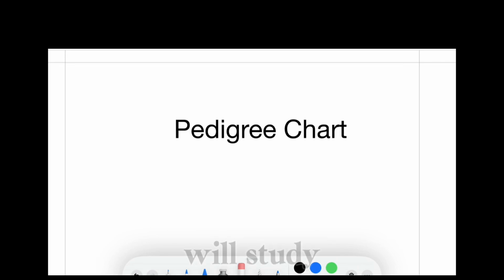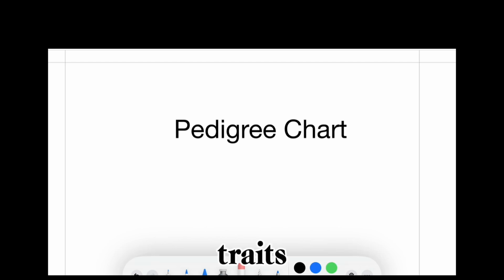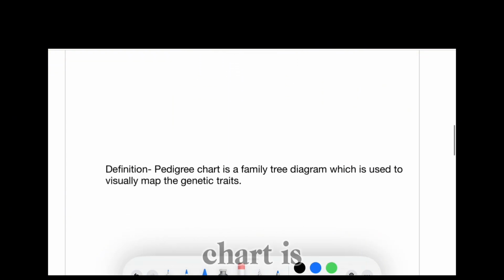In this video, we will study pedigree charts. Pedigree charts are one of the most feared and most difficult topics in genetics, but in this video, I will try to show you a simple step-by-step method to identify between autosomal dominant, autosomal recessive, and sex-linked traits, so you can confidently solve any pedigree questions. So first of all, let's understand what a pedigree chart is.